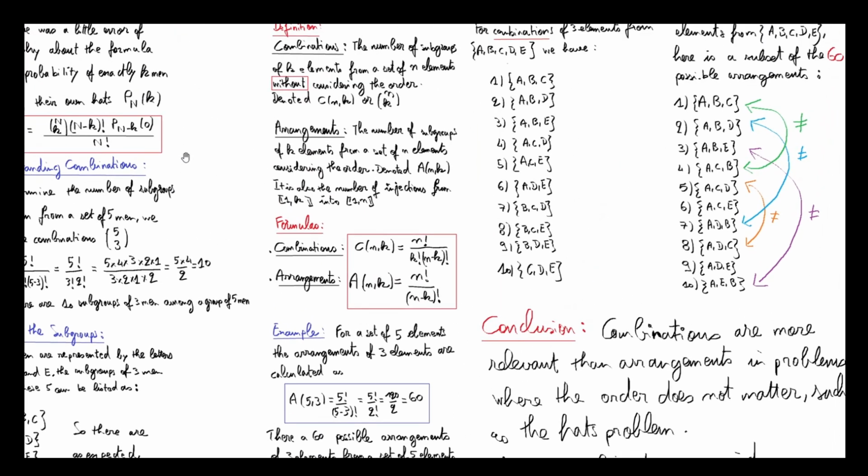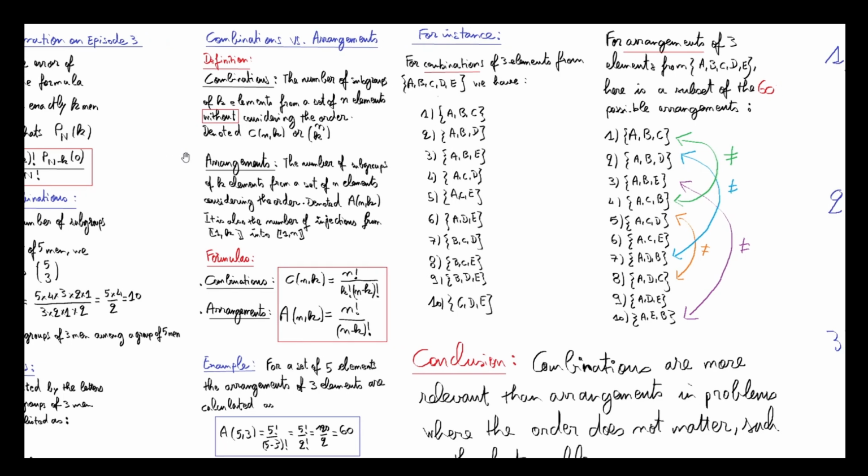Now, the difference between combinations and arrangements. The definition of a combination is the number of subgroups of k elements from a set of n elements without considering the order. It is denoted C_n(k) or k choose n. What is an arrangement? It is the number of subgroups of k elements from a set of n elements considering the order. This time it is denoted A_n(k), and it is also the number of injections from 1..k into 1..n.